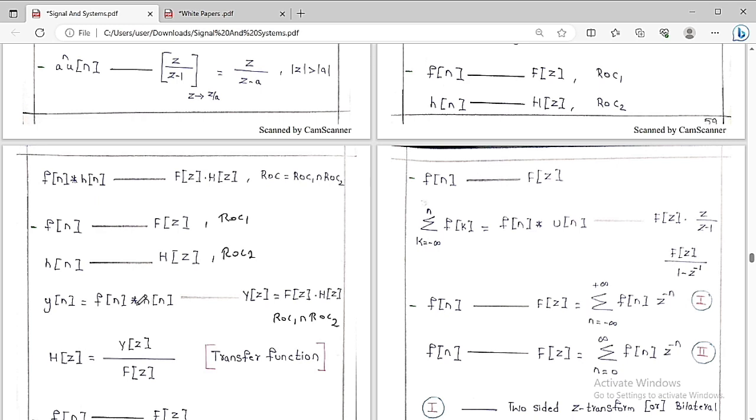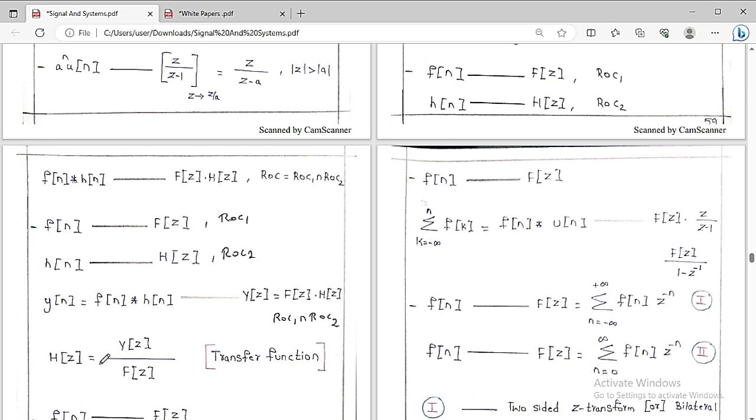But instead of doing all these crazy things, we can directly do the multiplication in the z transform. Doing convolution is very hard when compared to multiplication. So we always try to make things simpler. That is the basic agenda of this course. So y of z is f of z into h of z. As f of z is defined in ROC1 and h of z is defined in ROC2, if you want both of them to be defined, then the ROC must be the intersection of ROC1 and ROC2. So h of z is equal to y of z by f of z. This is called the transfer function.